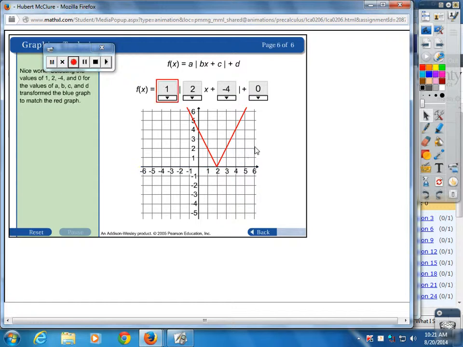Selecting the values of 1, 2, -4, and 0 for the values of A, B, C, and D, transform the blue graph to match the red graph.